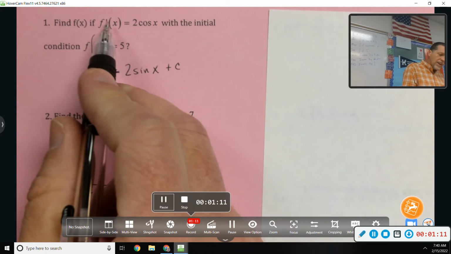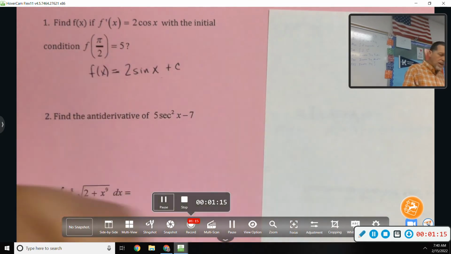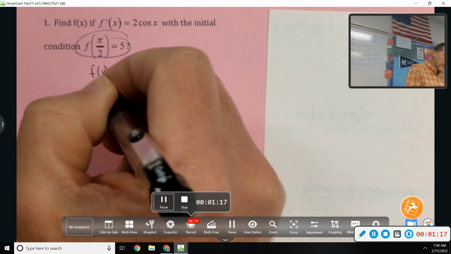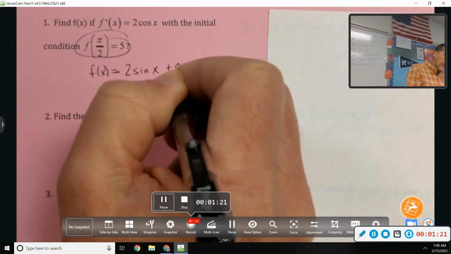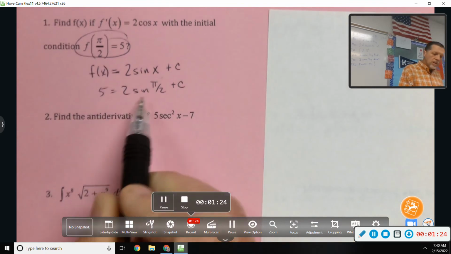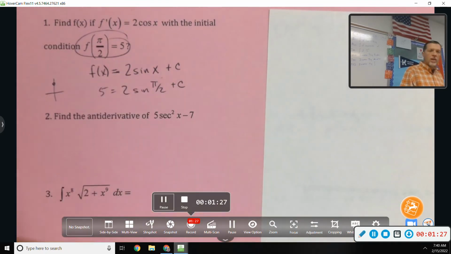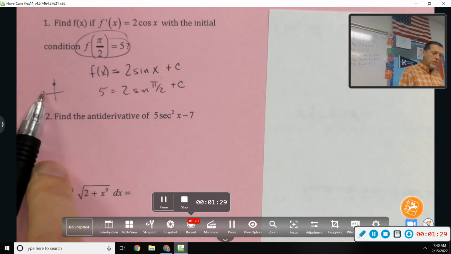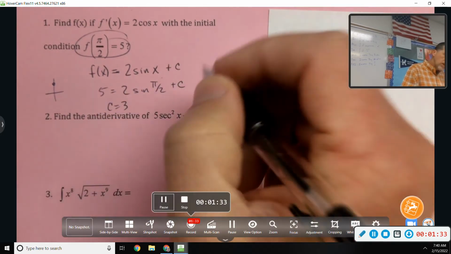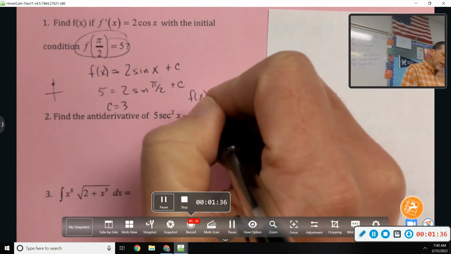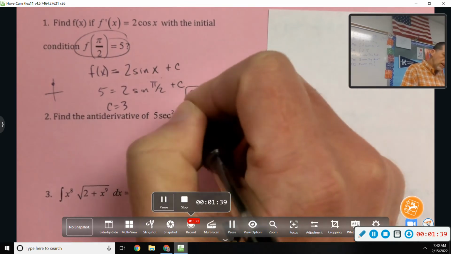So if I antiderivative 2 cosine x, I get 2 sine x plus c, and then I'll use this point to figure out what c is. Sine of pi over 2 is 1, right, because pi over 2 is up there. Sine is the y-coordinate, that's 1. So move the 2 over, c equals 3. So my answer is 2 sine x plus 3.